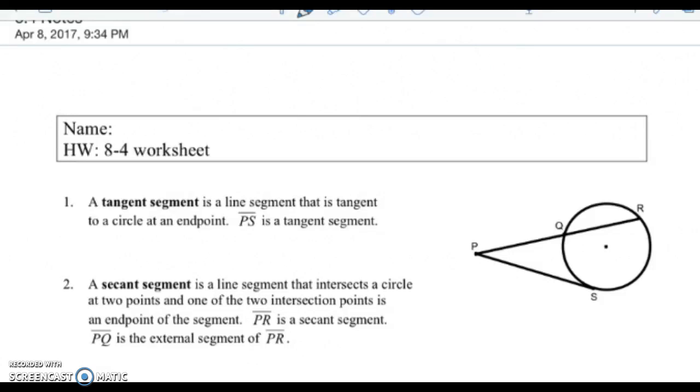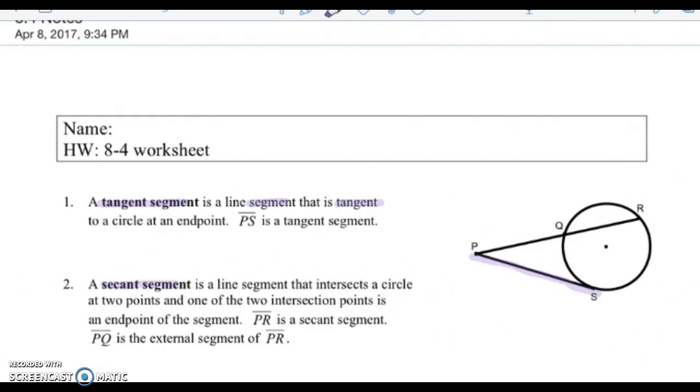So this section is going to talk about the relationship between tangents and secants and chords and their segment lengths. So first of all, we need to establish a couple definitions. A tangent segment is a segment that is tangent. So we talked about tangent lines before, but PS here is what we would consider a tangent segment.